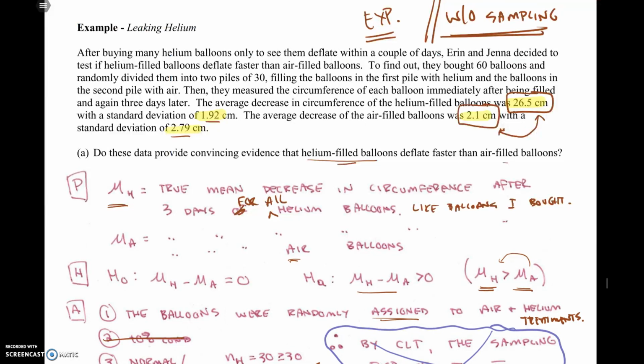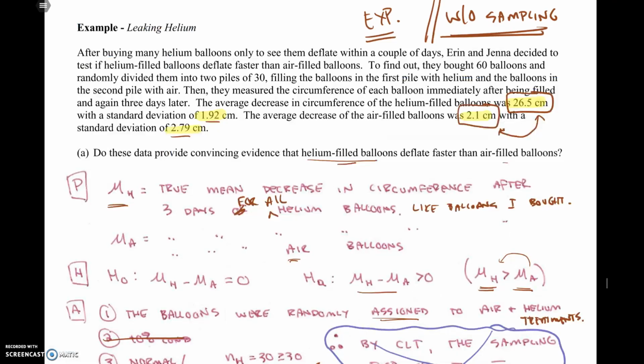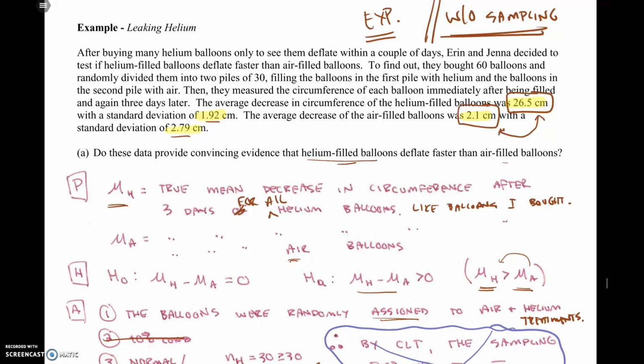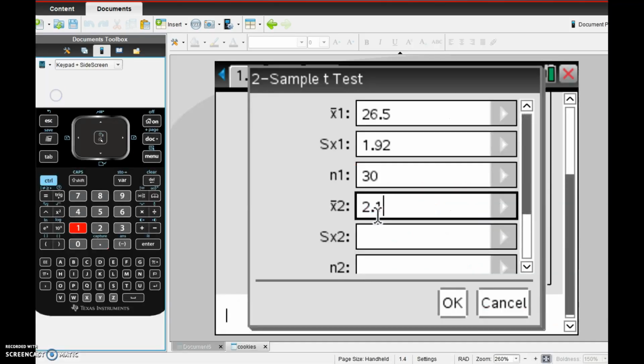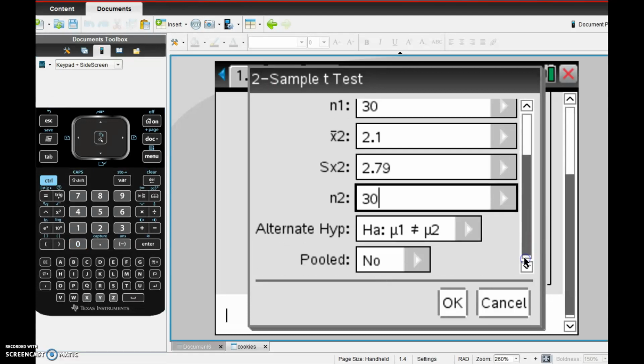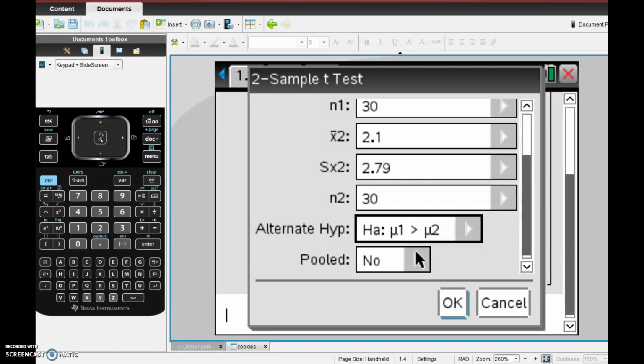Gosh, I'm not going to be able to remember these means. I'm doing helium, so 26.5. Standard deviation 1.96. 1.92. Sample size of 30. 2.1. Yes. 2.79. Sample size of 30 for the second group. Alternative is that the first is greater than the second. Let's double check that. First is greater than the second. Good. Never pool.